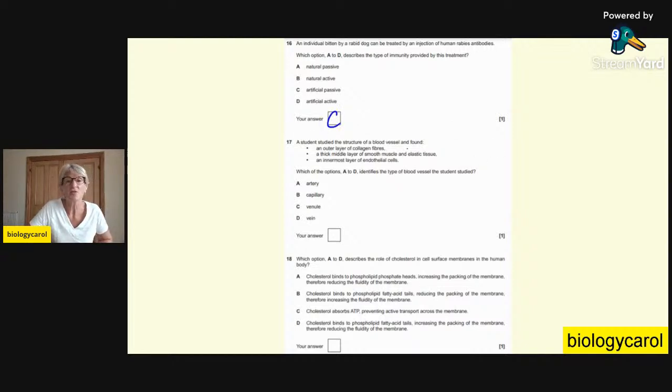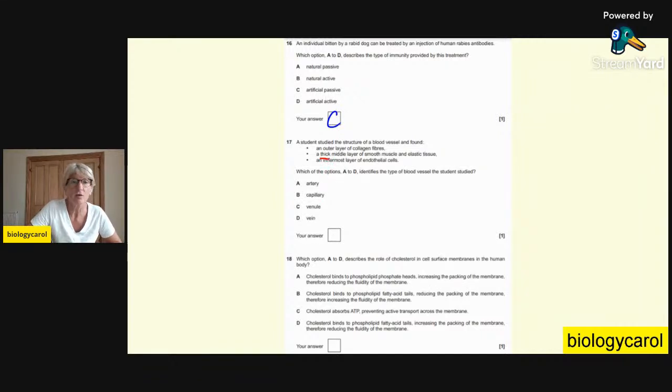A student studied the structure of a blood vessel and found an outer layer of collagen fibers. Okay, well, that's one set of cells. A thick middle layer of smooth muscle and elastic tissue. That's another whole layer of cells. And it says it's a thick middle layer. And an innermost layer of endothelial cells. Which of the options is the type of blood vessel being described? I'm immediately going to say this is an artery, because they've used the word thick.